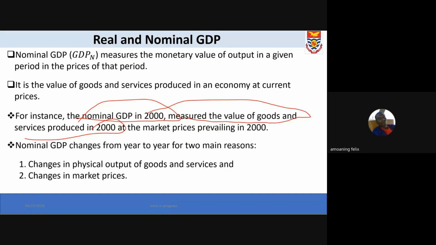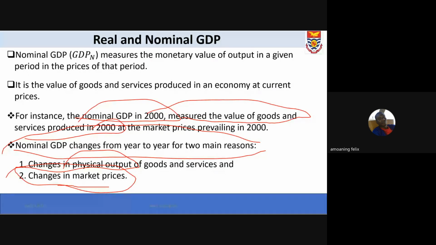And I've told you that two things will affect the nominal GDP. One is the change in the physical output. So when the physical output changes, it will also change. And two, the change in the price of the commodity. When the market price changes, the product will also change.